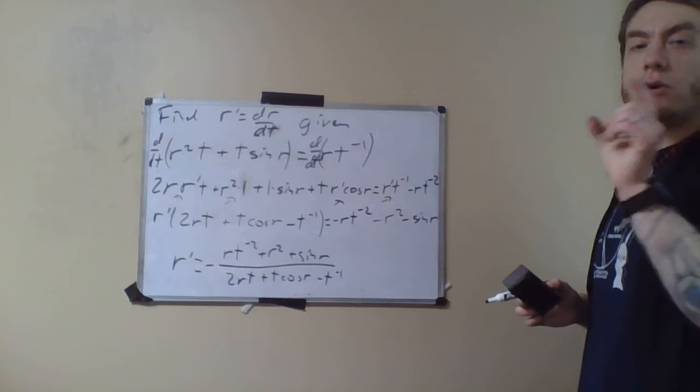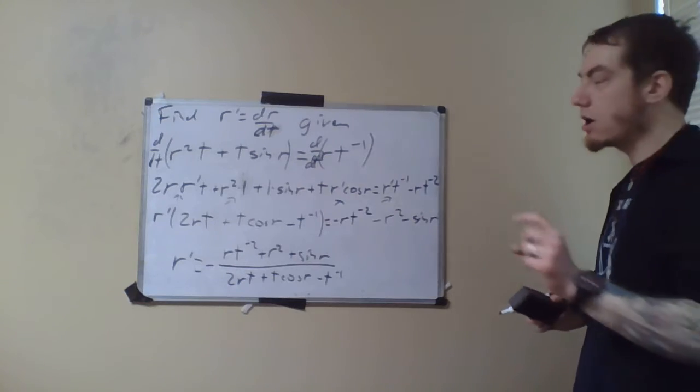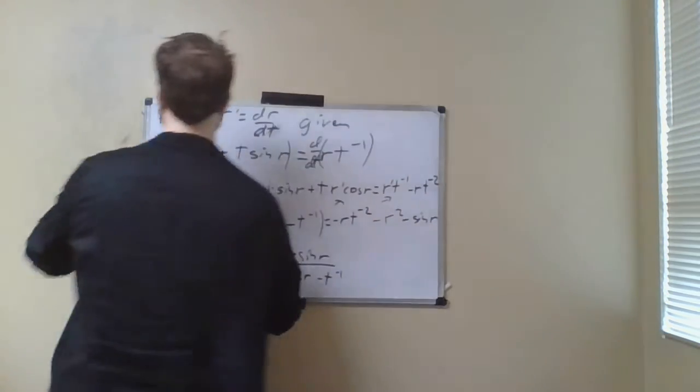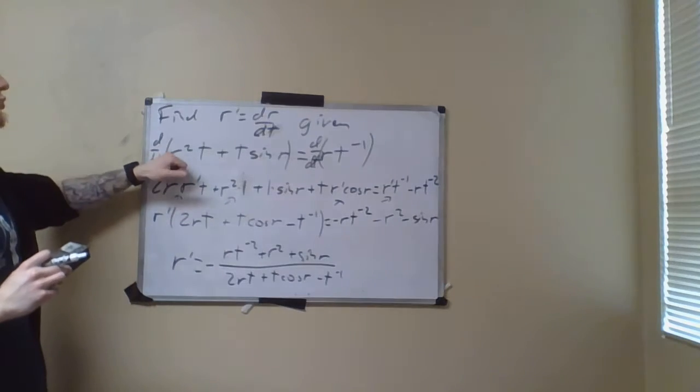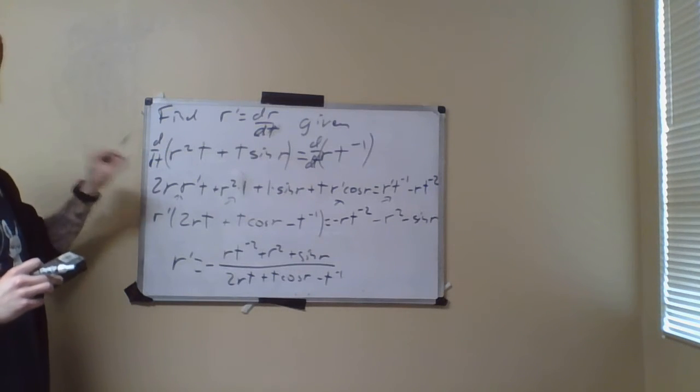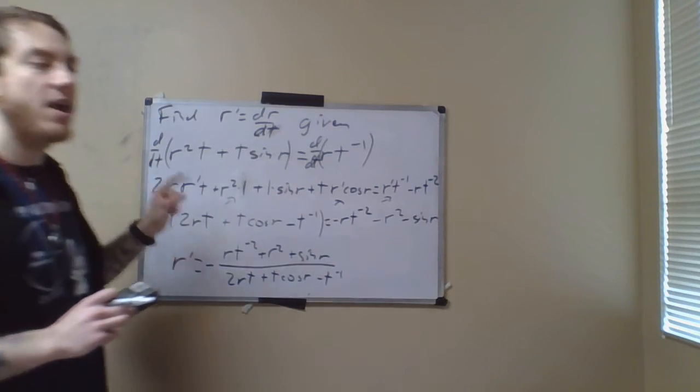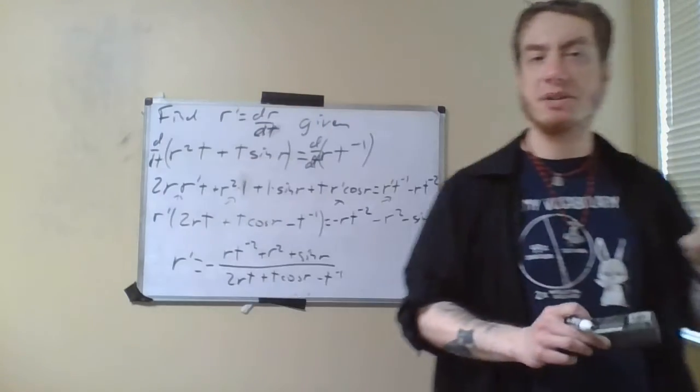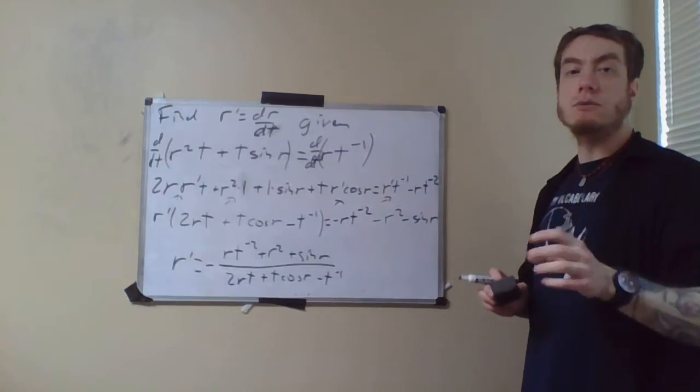So, that's the important thing. When you're differentiating one variable with respect to another, and you're doing this implicit differentiation thing, we are really treating r like a function of t, so it needs to have an r prime come in every time we do the derivative. We need to use the chain rule.